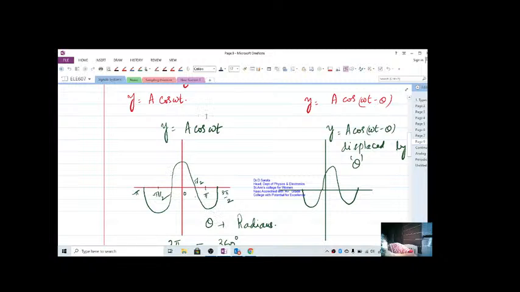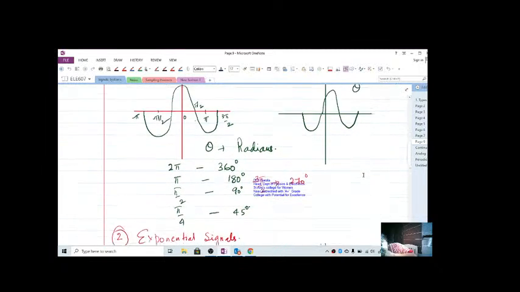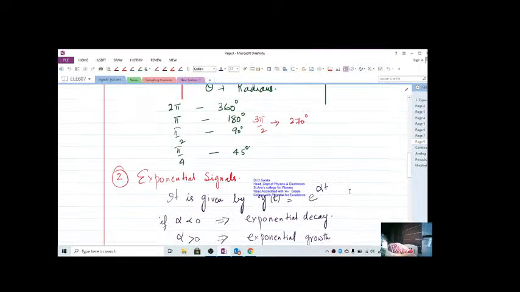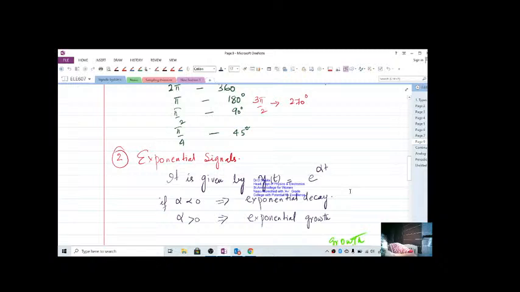You represent cos 0 is 1 and cos(omega t minus theta). This is the wave which is displaced by a phase angle of theta. This is how you represent it, and the conversion between radians and degrees is like this. 2 pi radians is 360 degrees, pi is 180, pi by 2 is 90, pi by 4 is 45, and so on. Similarly, you have exponential signals.